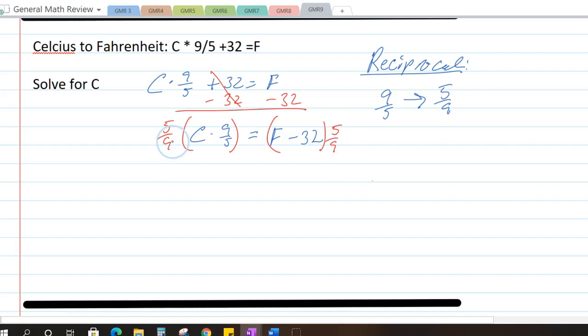On the left-hand side, 9 divided by 9 cancels out. 5 divided by 5 cancels out. That leaves me with C is equal to, on the right hand side, I'm going to put the number in front, 5 ninths. We can leave the parenthesis there, F minus 32.